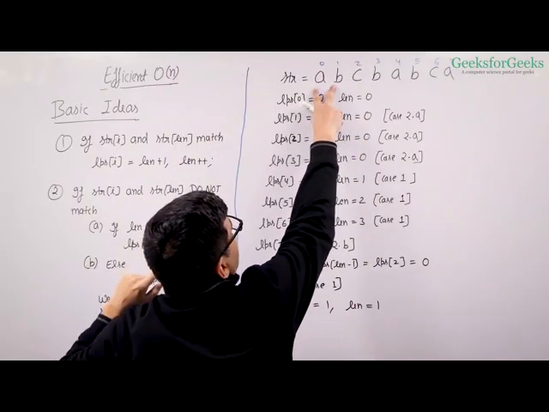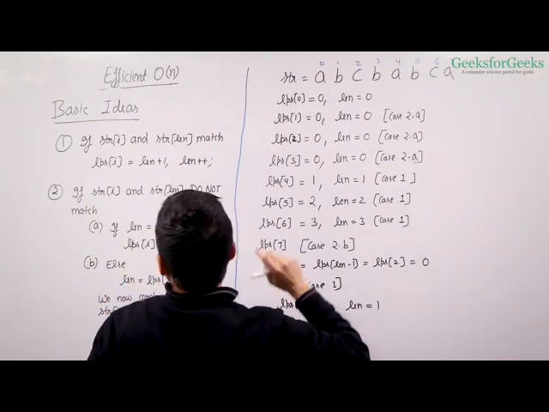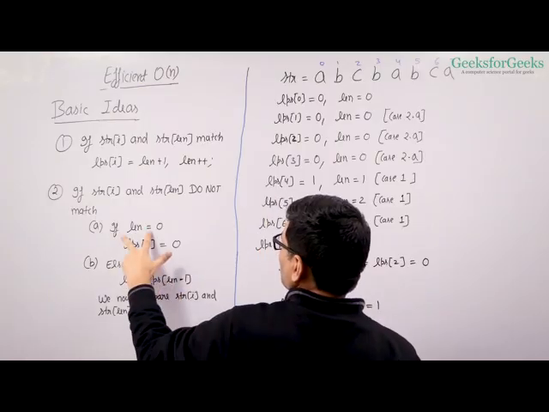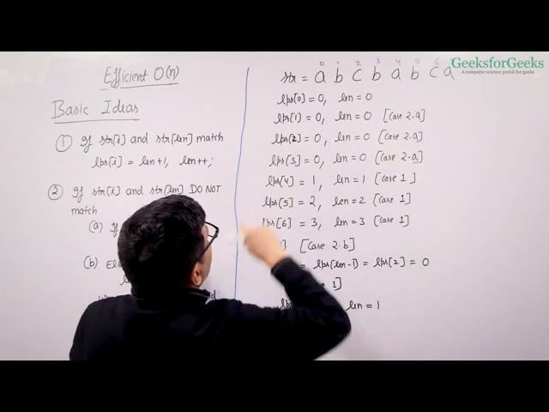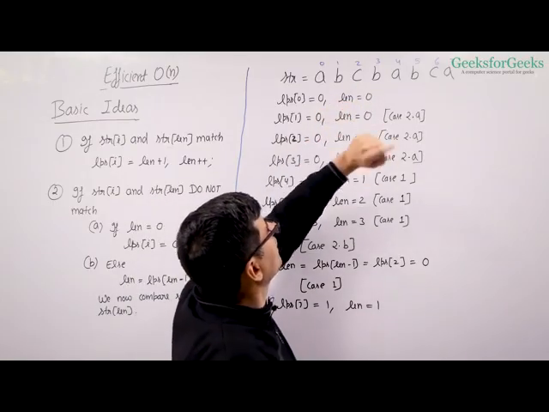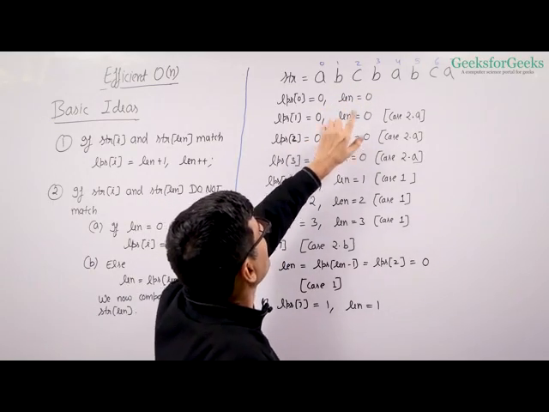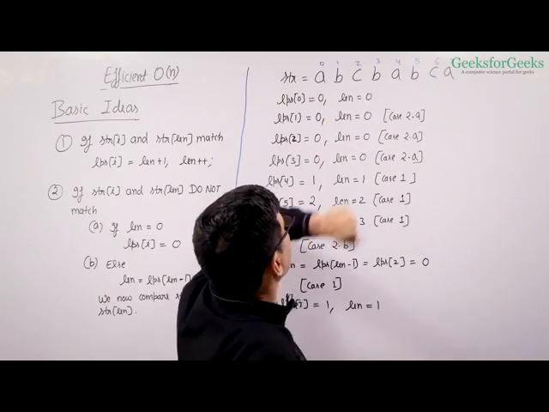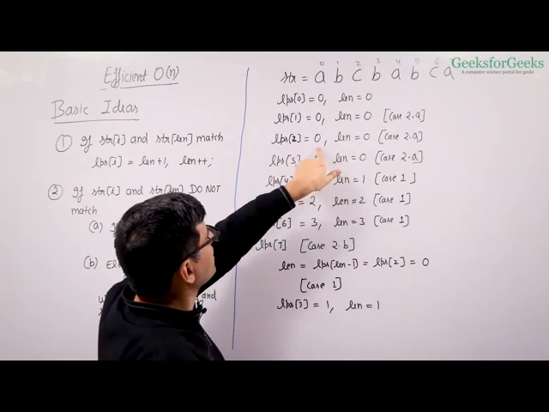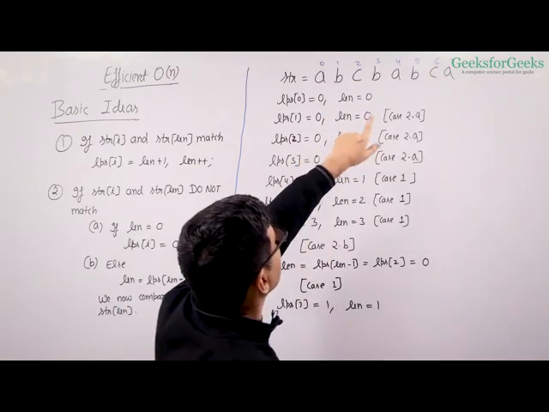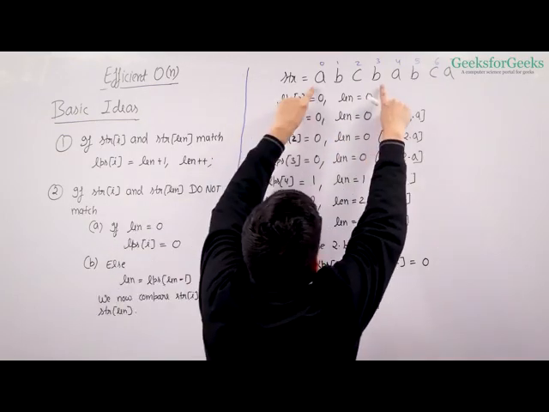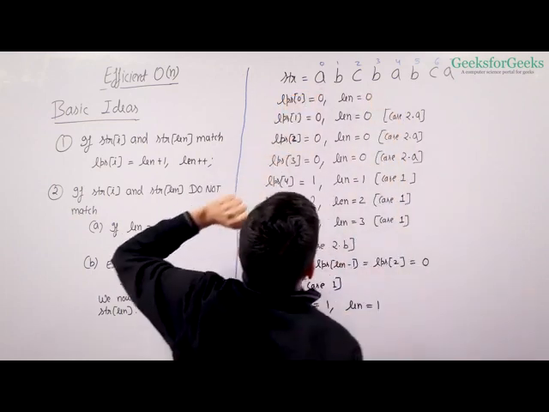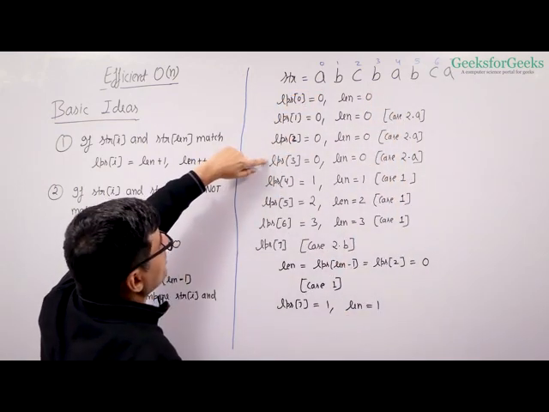So we compare these two characters. They are not matching. So which case are we in? We are in this case. Length is 0 and they are not matching. So we simply assign it 0. Now we come to this index. Length is 0. And str[i] and str[length], these two characters are not matching. So we simply assign 0 to it, right? Now we come to this index. We again compare str[i] and str[length]. These two characters are not matching. So we simply assign 0 to this also.